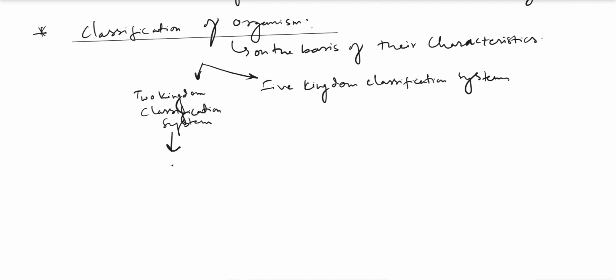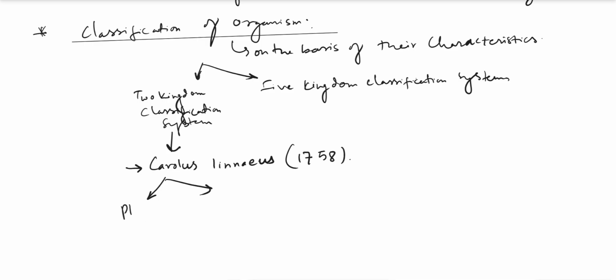Now, the two kingdom classification system was proposed by Carolus Linnaeus. Okay, he proposed the two kingdom classification system in 1758. It divides all the living organisms into two groups, that is Plantae and Animalia.